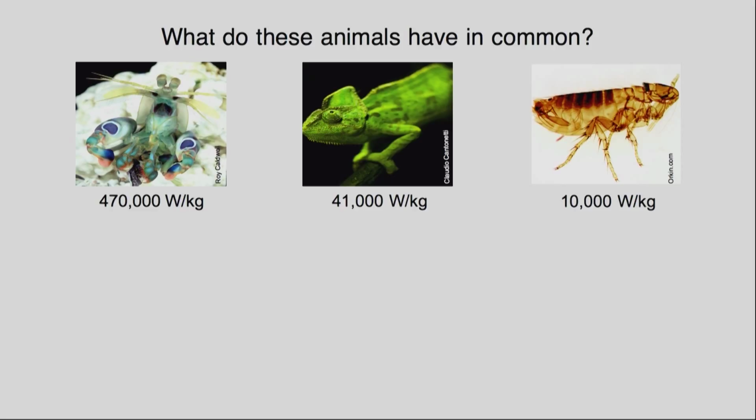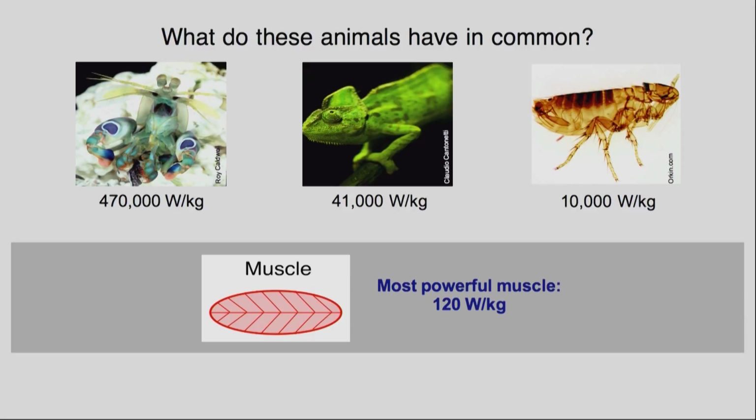And when we look at these values of power, 470,000 watts per kilogram, 41,000 watts per kilogram, these are really high values for power. And as a demonstration, the most powerful muscle measured, that of a hummingbird, is only 120 watts per kilogram. There's a huge difference between the power in the movements that these animals generate and that of muscle alone.